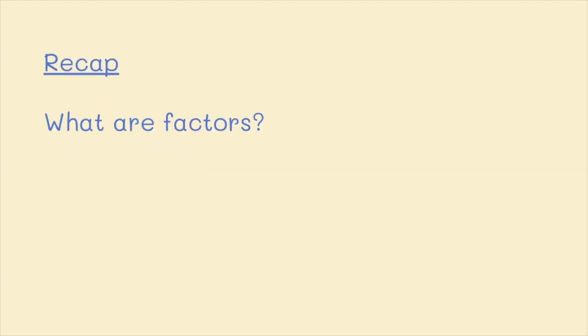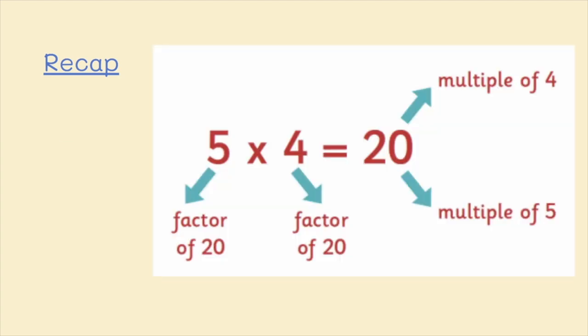To recap, you need to remember today what factors are. We looked at factors and started using the language of factors and multiples when we looked at multiplication. Hopefully you'll remember that a factor is a number that we can times by another number to get a product. So in the example here, both 5 and 4 make up a factor pair, and they're both factors of 20. And then we can say that 20 is a multiple of 4 because it's in the 4 times tables, or we could say it's a multiple of 5 because it's in the 5 times tables.